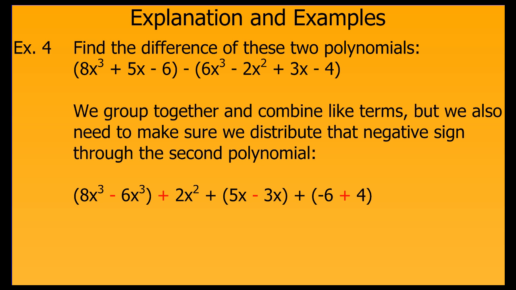I've indicated the sign changes in red to make it more clear exactly what changed when we distributed the negative sign. Once again, we're grouping together the like terms and then we'll combine them. The 8x cubed minus the 6x cubed gives me 2x cubed. The 5x minus 3x gives me 2x, and the negative 6 plus 4 gives me negative 2. The 2x squared didn't have any like terms to combine with it.